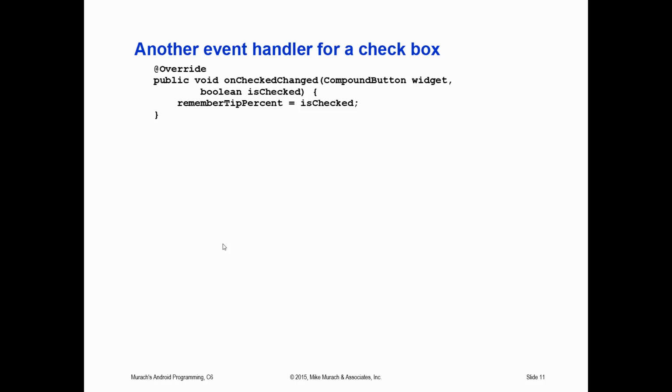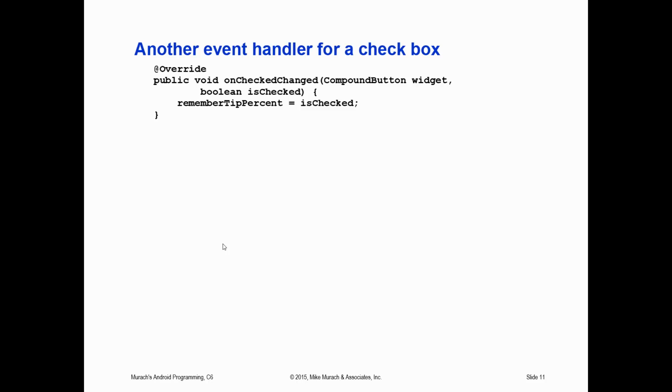Now this is done with checkboxes, but if you use it with radio buttons, it'll be similar. So check changed occurs when a checkbox or a radio button is either checked or unchecked. The first parameter of the onCheckChanged method is a compound button object that can be cast to a checkbox or to a radio button.